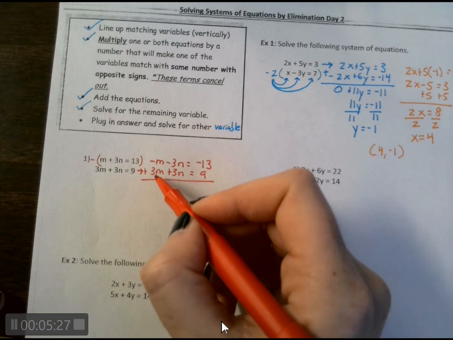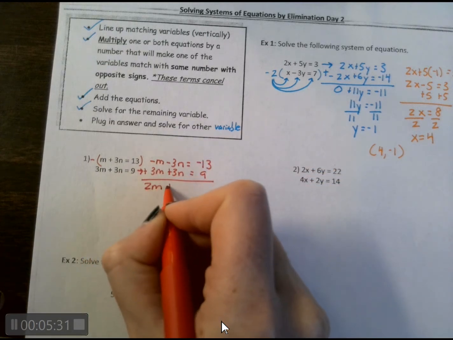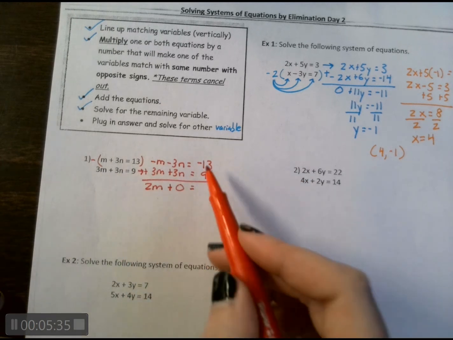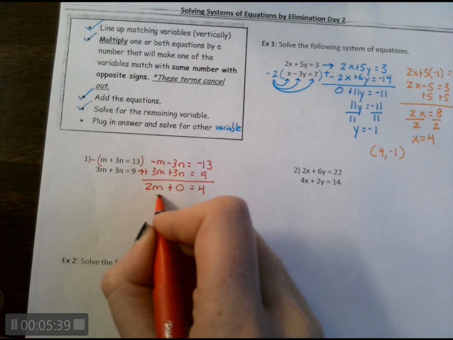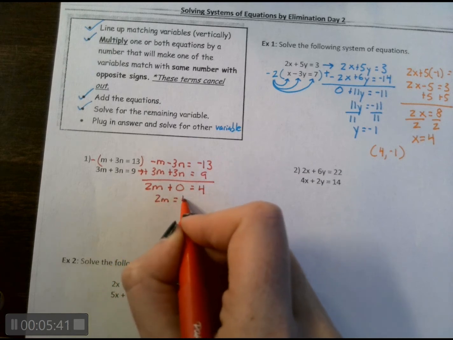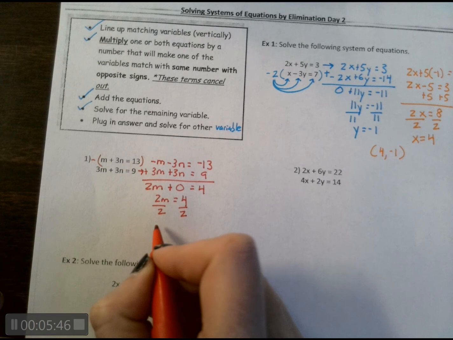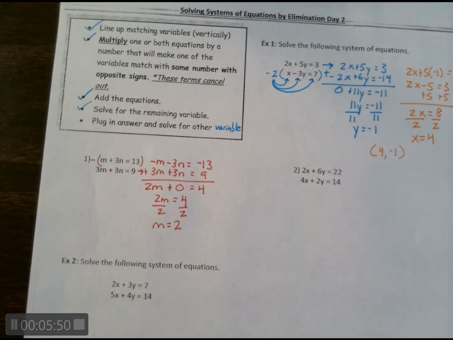So negative m plus 3m gives us 2m. Negative 3 plus 3 gives us 0. And then negative 13 plus 9 gives us positive 4. So we have 2m equals 4. Divide both sides by 2. So m equals 2. Okay.